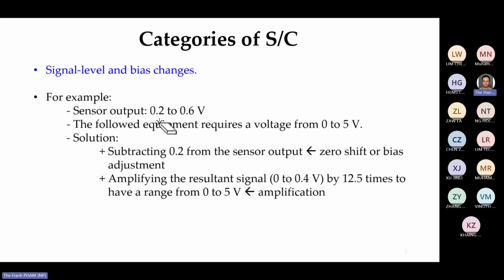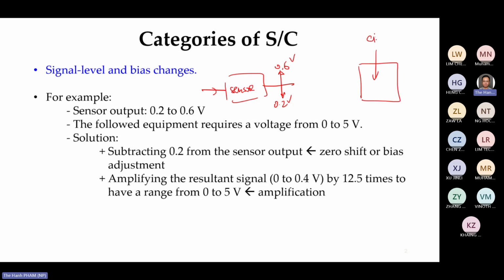So here's one example. Suppose you have a sensor, and this sensor provides you with a voltage from 0.2 to 0.6. But you have another circuit, and this circuit wants a voltage from 0 volt to 5 volt. So somehow you have to convert this range to that range. How to do so?